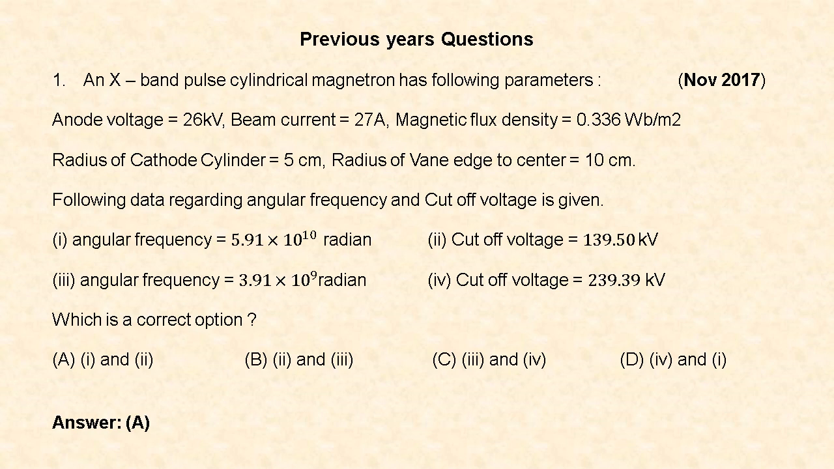The following data regarding angular frequency and cutoff voltage is given. They have given the angular frequency and cutoff voltage, and we need to find the correct option. Here, the angular frequency is equal to 5.91 into 10 to the power 10 radian, and the cutoff voltage is equal to 139.5 kilovolt. Let us see the solution.